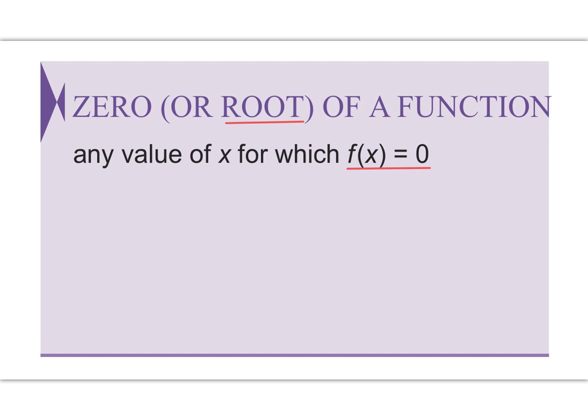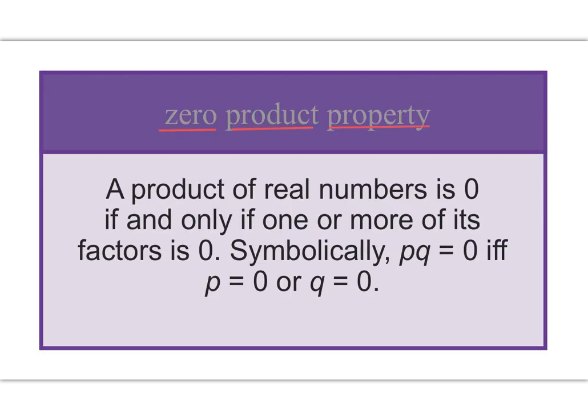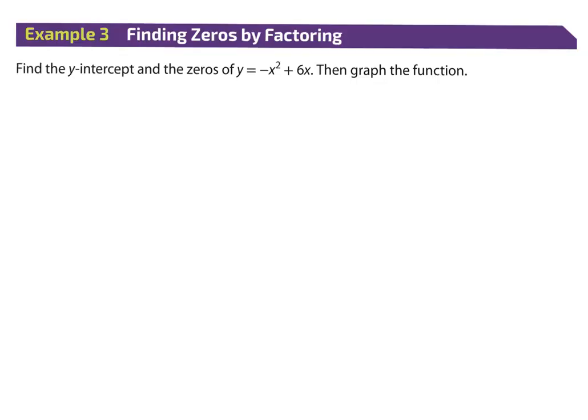And you can do this by factoring or by quadratic formula. We're going to look at factoring. You can do this because of what we've used before, the zero product property. If you factor this and you set each factor equal to 0, you have found your roots or your zeros. So a product of numbers is 0 if one of them is 0. You cannot multiply two numbers and get 0 unless you started out with a 0, is basically what this property is saying. So it says find the y-intercept and the zeros.